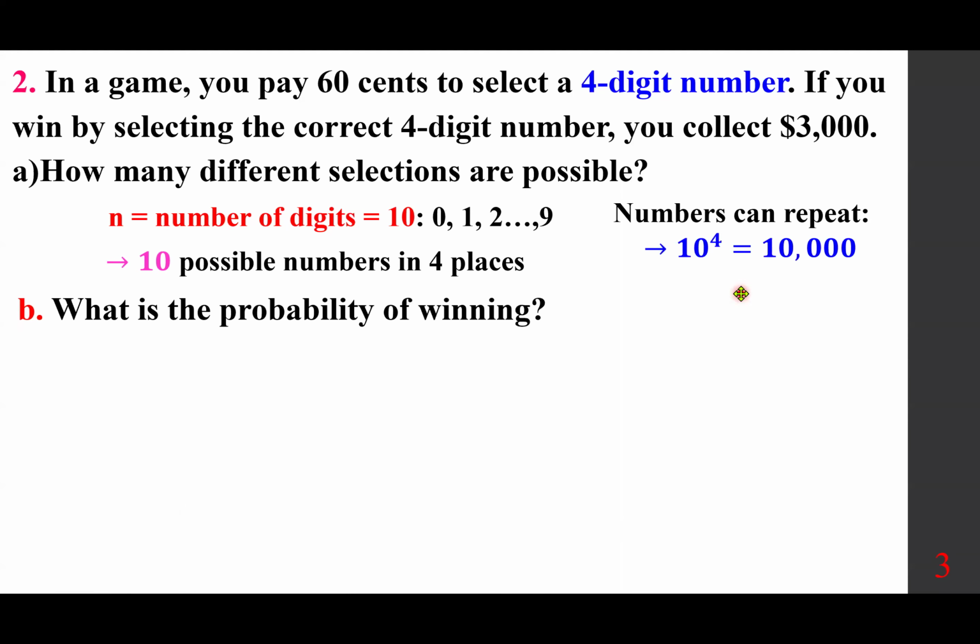What is the probability of winning? By definition, probability of winning is N of winning over N of S. So N of S is 10,000. There are 10,000 different ways. How many ways can we win? Just one way. So 1 out of 10,000.